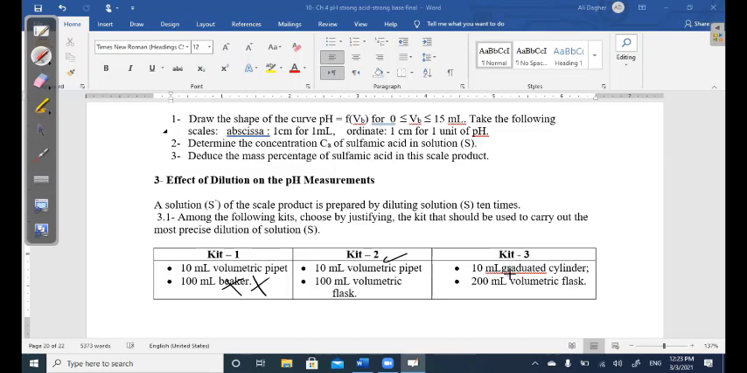For kit 3, 10 milliliter graduated cylinder, 200 milliliter volumetric flask, 200 over 10 equals 20. F is different than 10, then we have error in the preparation because we have no 10 times dilution, we have 20 times dilution. Here we have error. Here we have no error, we have imprecision. Then the correct one and the most precise kit is kit 2.